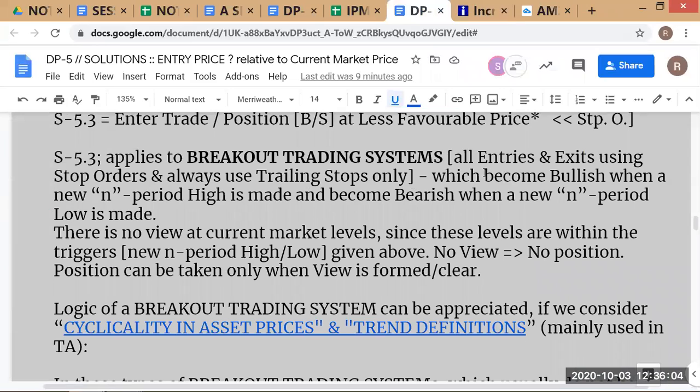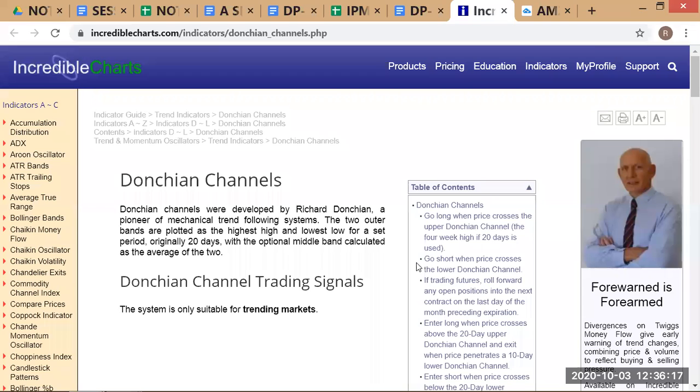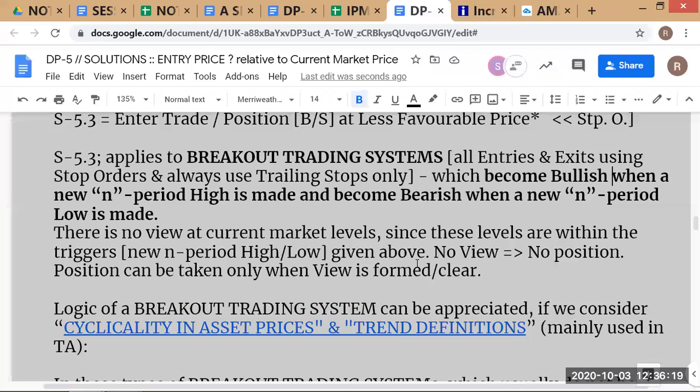Bullish when a new high is made and bearish when a new low is made. That's basically it. And when you become bullish, you buy. So what happens is, as you can read about later, I'll just explain the logic.